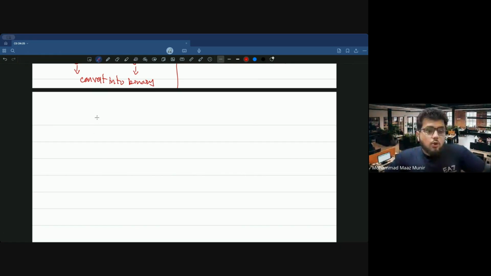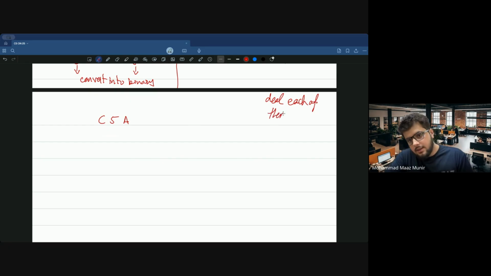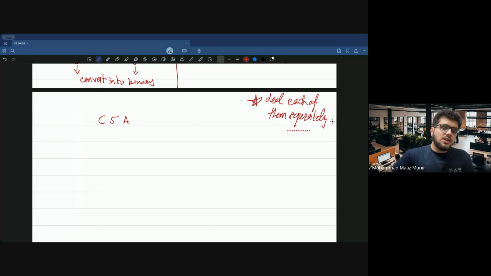Say it can go something like C5A. What do I need to do in a scenario like this? Now we have C, then 5, then A. Remember, when we have C5A, just deal with each of the characters separately. At the end, we just need to join the values, but it's important that we deal with each of them separately.